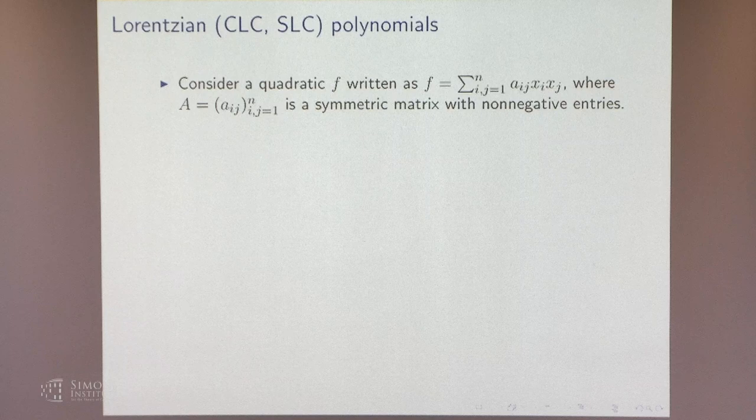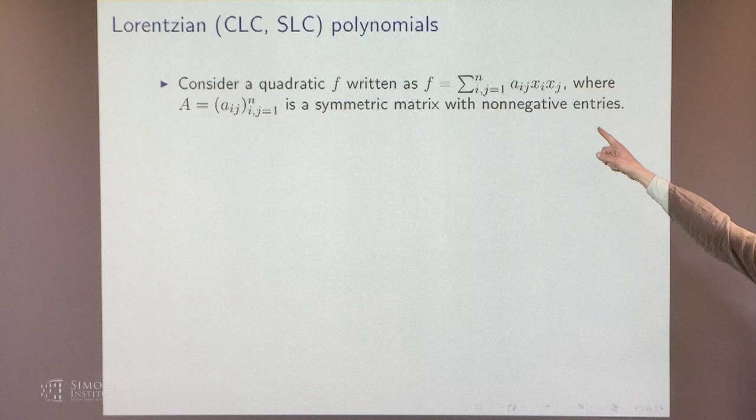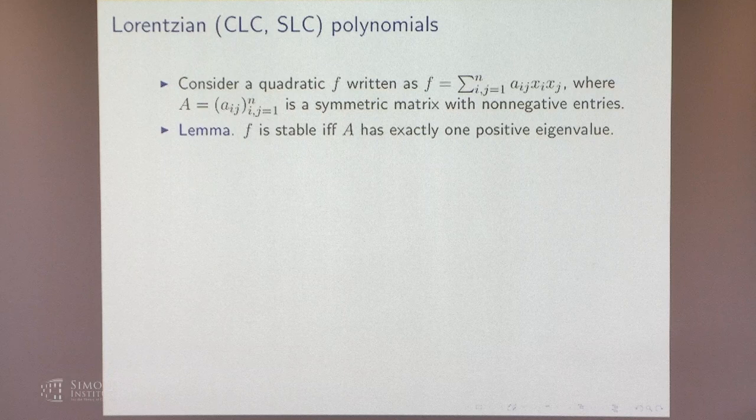So we've seen CLC polynomials before, but we like to call them Lorentzian. And Gurvits likes to call them SLC polynomials. So if we represent a quadratic by its Hessian, and if this quadratic has non-negative coefficients, then it's not hard to see that the polynomial is stable if and only if A has exactly one positive eigenvalue. So the signature is plus, minus, minus, minus, minus, minus, or it could have some zero eigenvalues too. So it should have a Lorentzian signature.